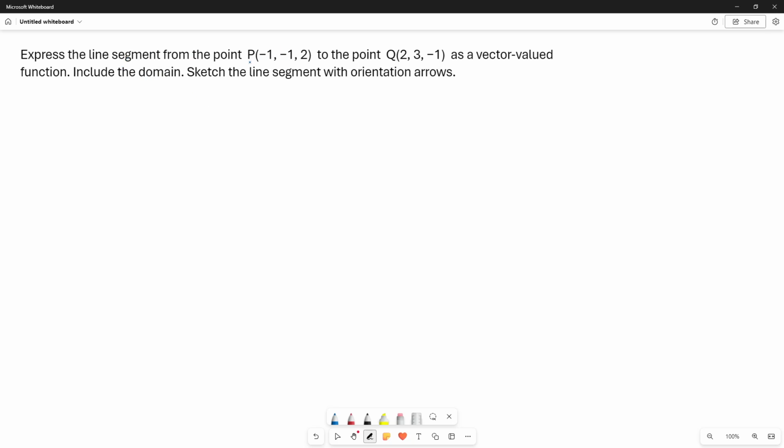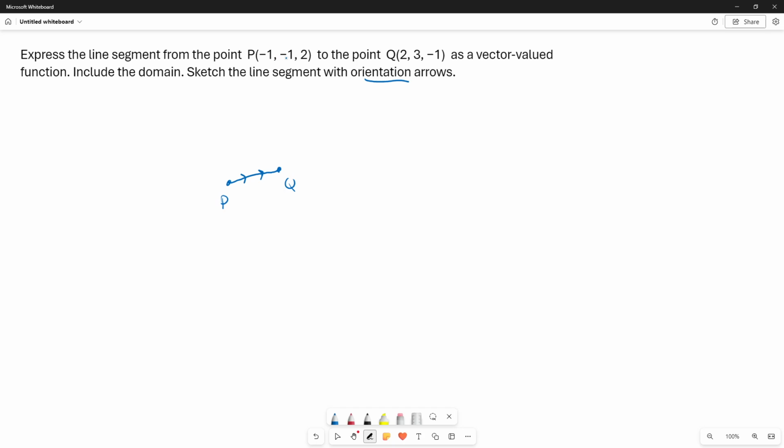Express the line segment from the point P to the point Q as a vector valued function. So we have a point P, we have a point Q, we want the line segment from P to Q. So it has an orientation, it goes in a certain direction from P to Q. So there's the line segment. So there's a sketch of the line segment.